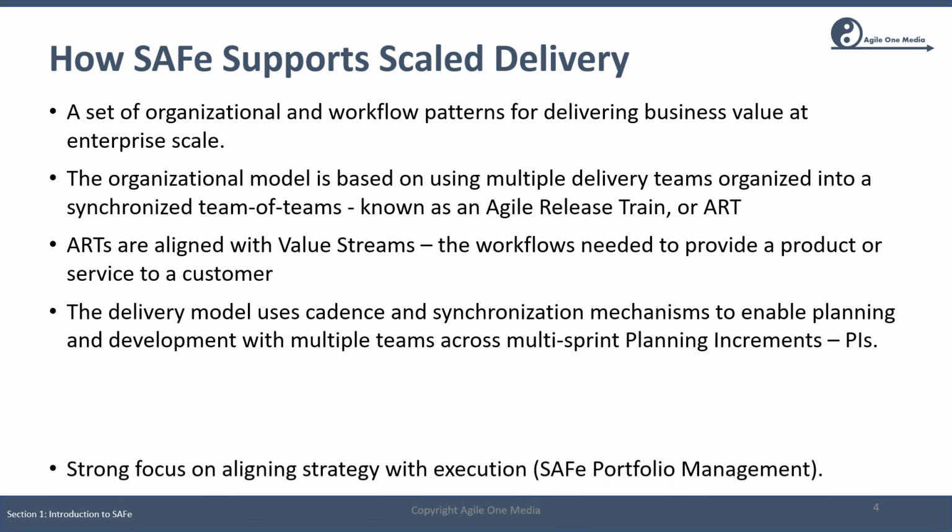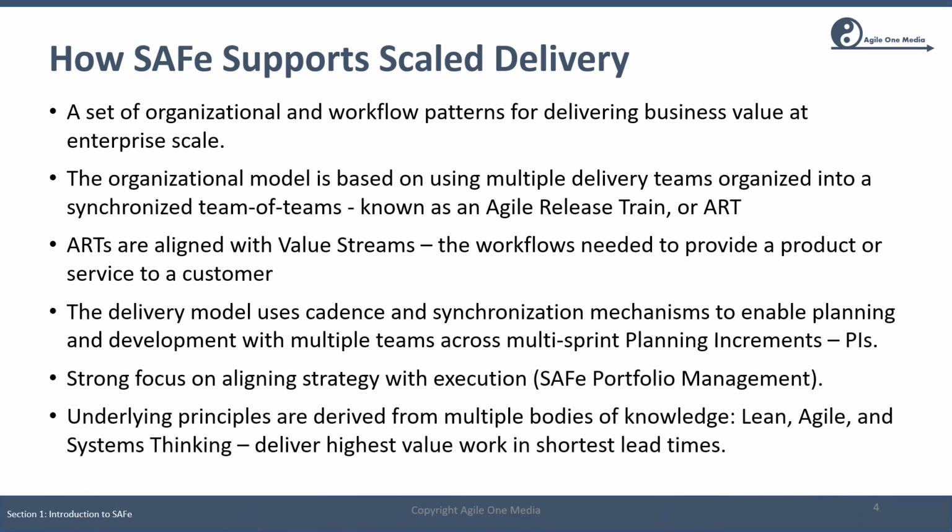So let's start by asking, what is SAFe and how does it support scale delivery? SAFe can be described as an organizational model plus a set of workflow patterns for scaling software delivery beyond single agile teams. The organizational model is based on having multiple delivery teams organized into agile release trains or ARTs. ARTs are aligned with business value streams, which simply support the workflow steps needed to provide a product or service to a customer.